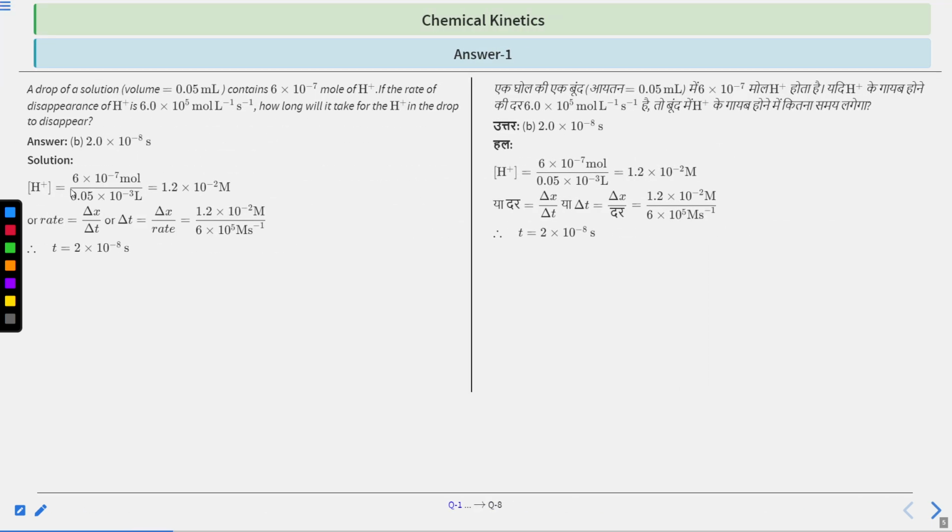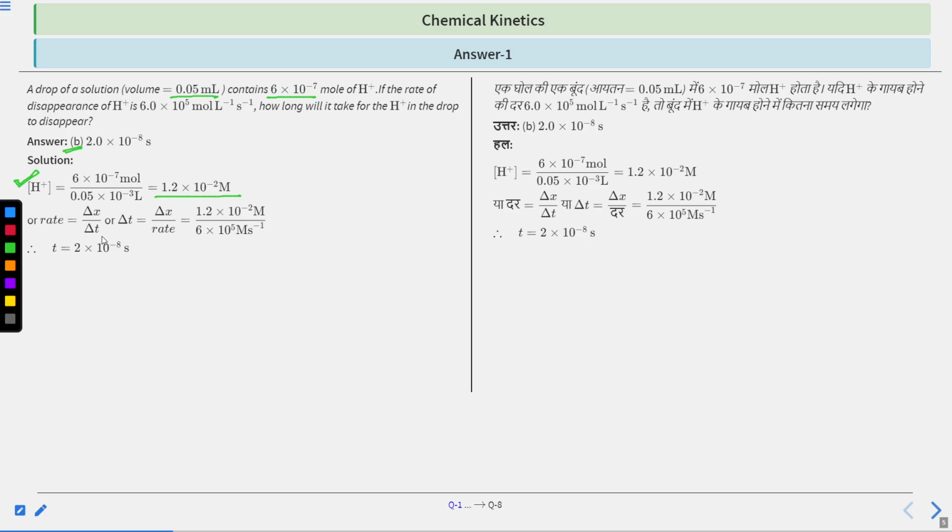Okay, let's see. The correct answer is option B, that is 2 times 10 to the power minus 8 second. So, if we want to calculate the H positive ion concentration, it will be the number of moles divided by the volume of the solution, right? Number of moles is given, that is 6 times 10 to the power minus 7 moles, divided by the volume. Volume is also given, which is 0.05 milliliter. So we convert it into liters. For that, we divide it by 1000. So 0.05 times 10 to the power minus 3 liter. So H positive concentration on solving this fraction is coming out as 1.2 times 10 to the power minus 2 molar.